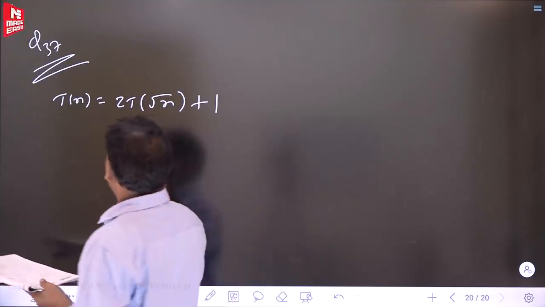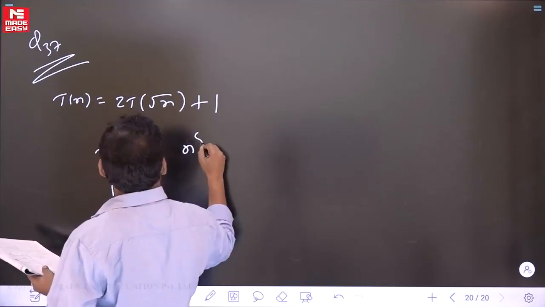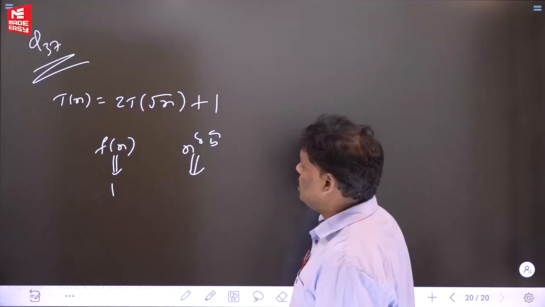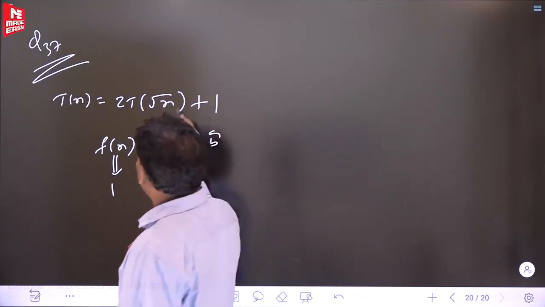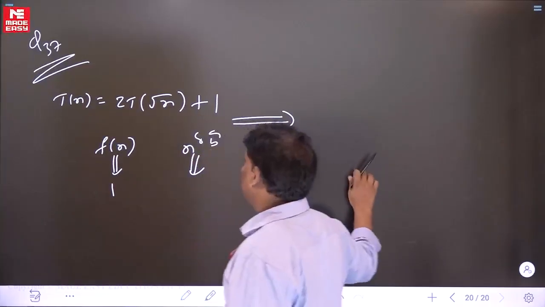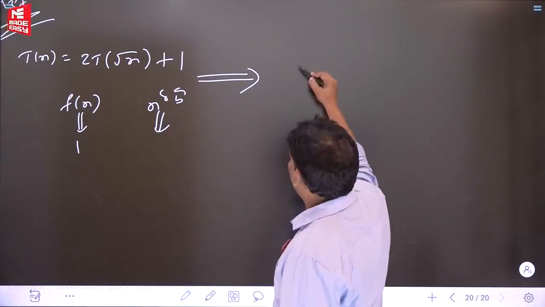Let me check here. Fn is 1. N power log a base b. I think the master theorem you cannot apply because there is no by. There is no by. I think the extended master theorem you have to apply. What is the extended master theorem? You know very well. Let me check here. If you apply the extended master theorem, what is the answer?